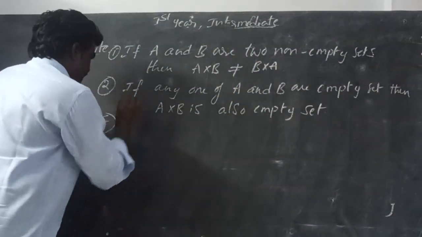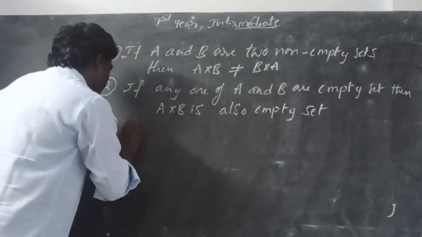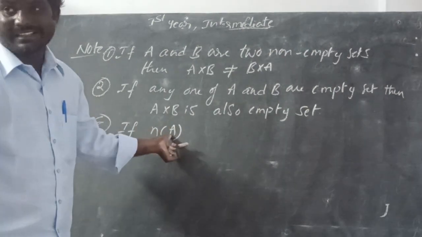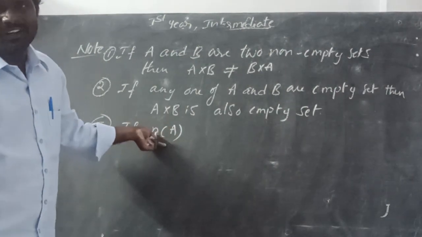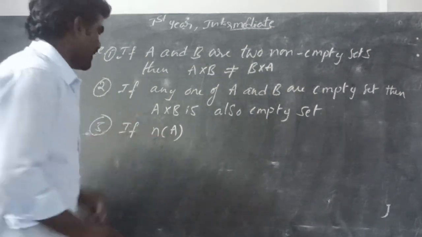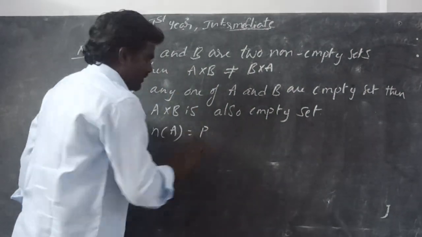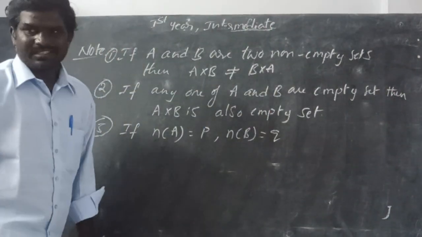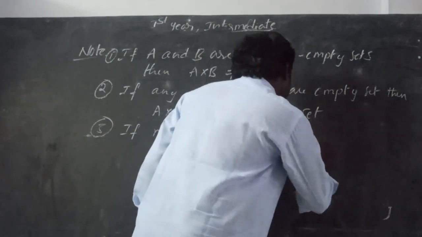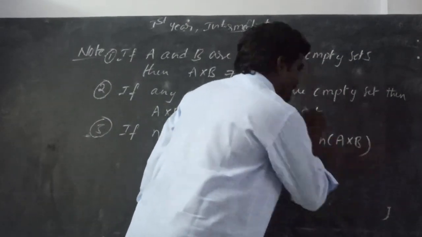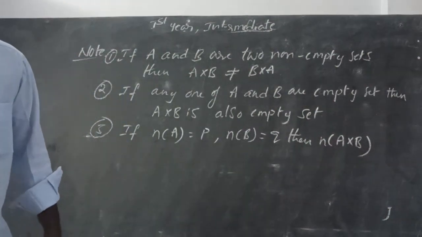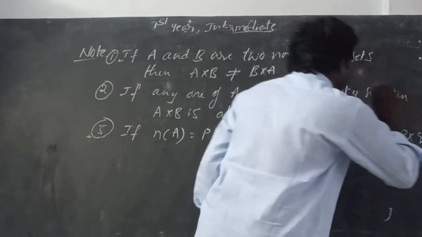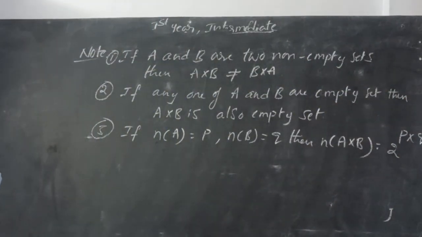Next, if n of A means the number of elements of set A, the number of elements is nothing but the cardinality of the set. n of A is equal to P. Next, n of B, the number of elements of B, is Q. Then n of A cross B, the number of elements in the Cartesian product of A and B, is equal to P into Q.